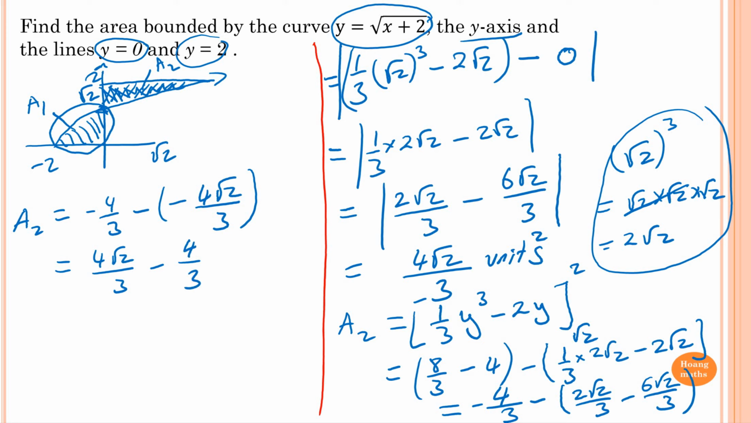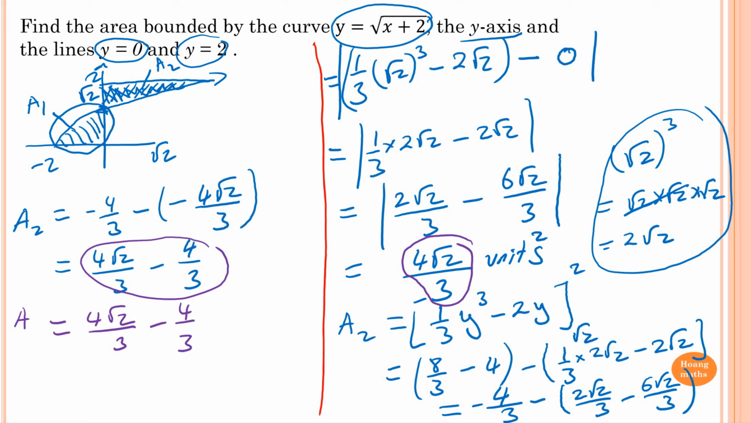So which gives 4 root 2 over 3 minus 4 over 3. That is area 2. We already know area 1 is this and area 2 is this, so the total area is found by adding them up: 4 root 2 over 3 minus 4 over 3, plus 4 root 2 over 3. 4 plus 4 is 8, so 8 root 2 minus 4, all over 3. That is the area of this and this here.